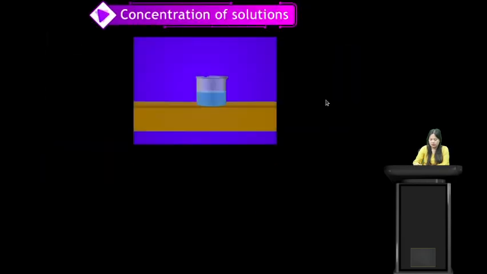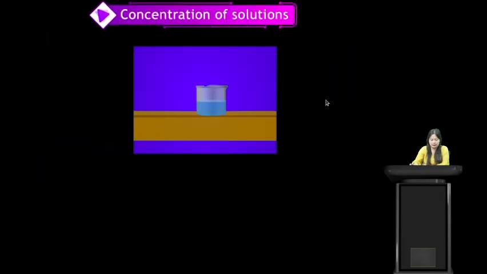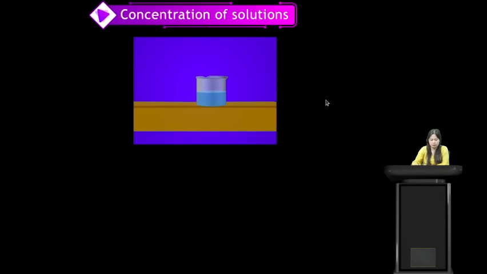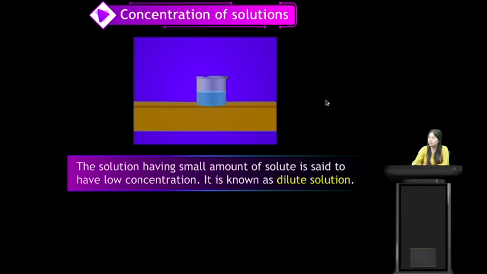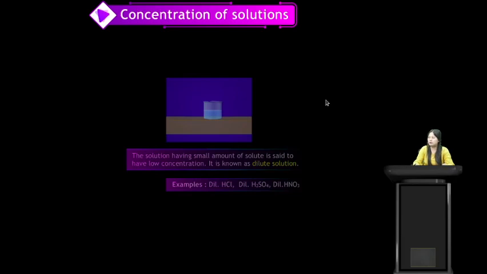Okay, concentration of solutions. Let us see, what is concentration of solutions? A solution having a small amount of solute is said to have low concentration. It is known as a dilute solution. Remember this, students: in a solution there are two components known as the solute and solvent. So when there is a small amount of solute in the solution, it is said to have low concentration and it is known as a dilute solution. Examples of dilute solutions include dilute hydrochloric acid, dilute H2SO4, dilute HNO3.